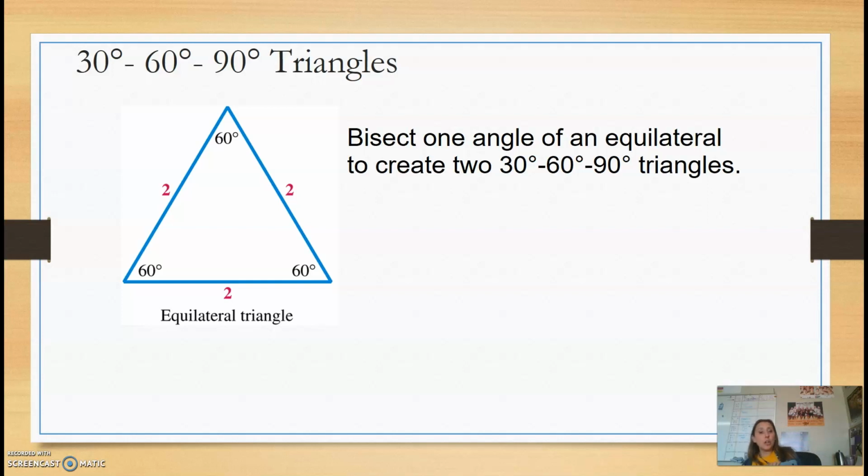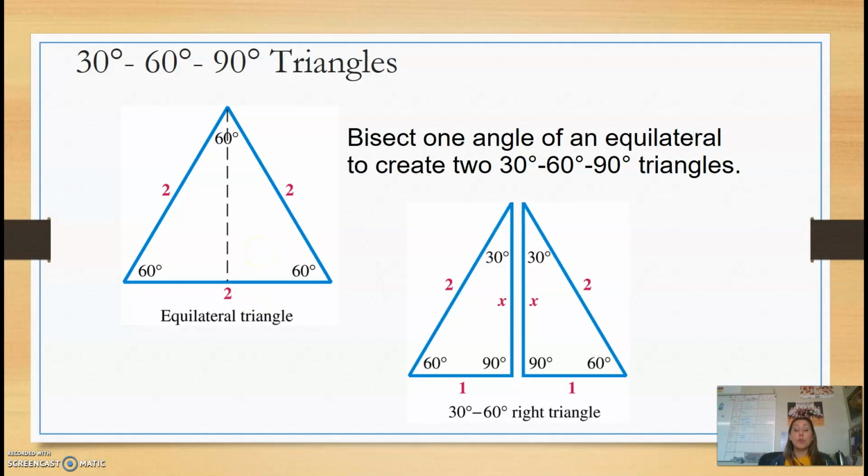I'm going to start with an equilateral triangle. So if we take this equilateral triangle and we bisect it, so when we bisect something, we're cutting it in half, we're going to call this a perpendicular bisector. So when we bisect it, it's going to be perpendicular to this side, which will create two different right triangles that are congruent to each other. They're going to be exactly the same. They're going to be congruent.